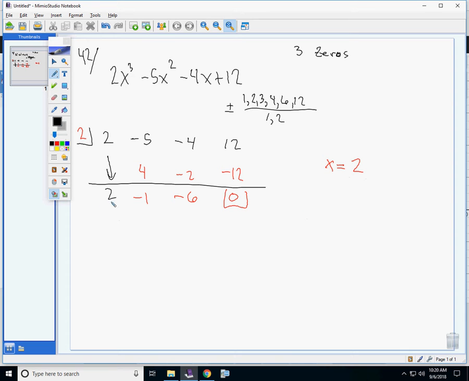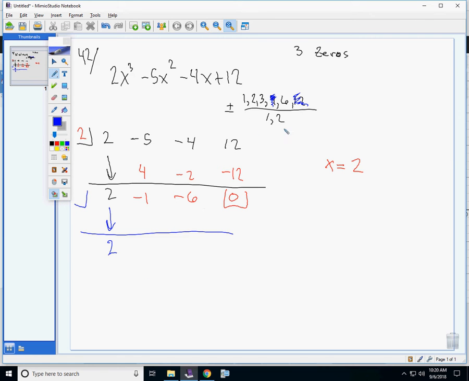Now I can keep going. I got a 2 and a 6. So I could cross out from my original over here all the numbers except for the factors of 6 on the top. So 4 doesn't work and 12 doesn't work. So I still try 1, 2, 3, and 6 divided by 1 and 2. Now I already tried positive 1 and it didn't work, so I don't have to try that one again.